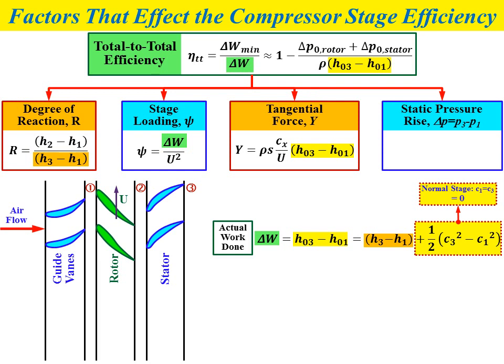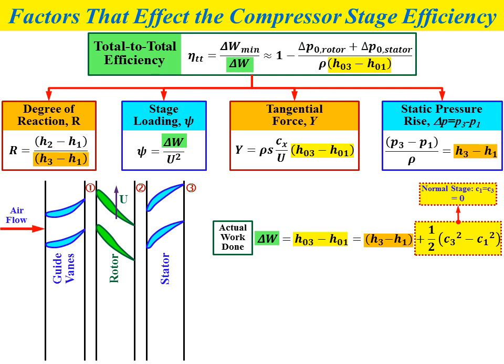The final factor that affects the compressor stage is the static pressure rise, ΔP, which is equal to P3 minus P1. The formula for static pressure rise is (P3 minus P1) divided by ρ equal to H3 minus H1. So all these factors involve the enthalpy difference for the stage, whether the formula involves H3 minus H1, static enthalpy difference, or H03 minus H01, stagnation enthalpy difference. These four factors will affect the value of total efficiency for the compressor stage.